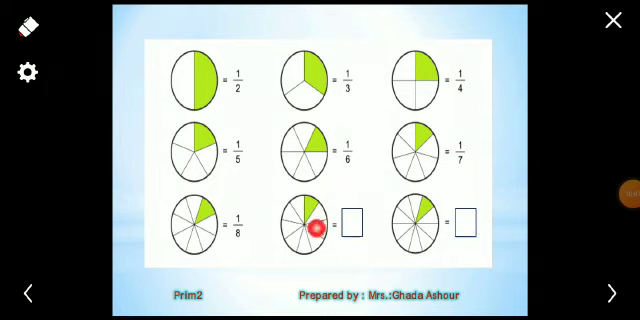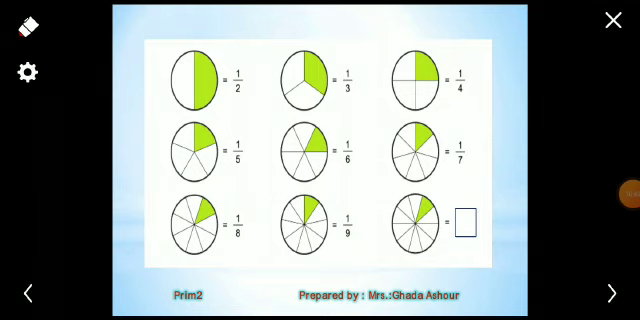Okay, let's take another example. How many parts are in that circle? Let's count. 1, 2, 3, 4, 5, 6, 7, 8, 9. So it's 9 parts, but just one colored part. So what is that fraction? 1 over 9. Ninth. 1 over 9 or ninth.